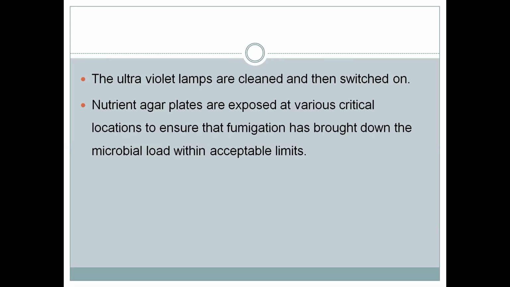Then nutrient agar plates are exposed at various critical locations to ensure that fumigation has brought down the microbial load within acceptable limits.